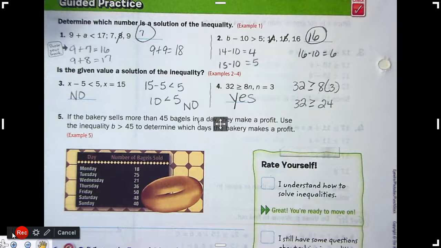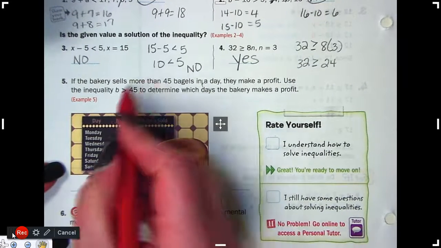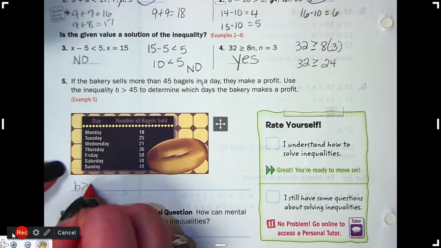Number 5. If the bakery sells more than 45 bagels in a day, they make a profit. Do you know what a profit is? That means after they've paid all their bills, they've made extra money. Profit is a good thing, okay? So you want to make a profit and not a loss. Use the inequality bagels greater than 45 to determine which days the bakery makes a profit. So, bagels have to be more than 45.